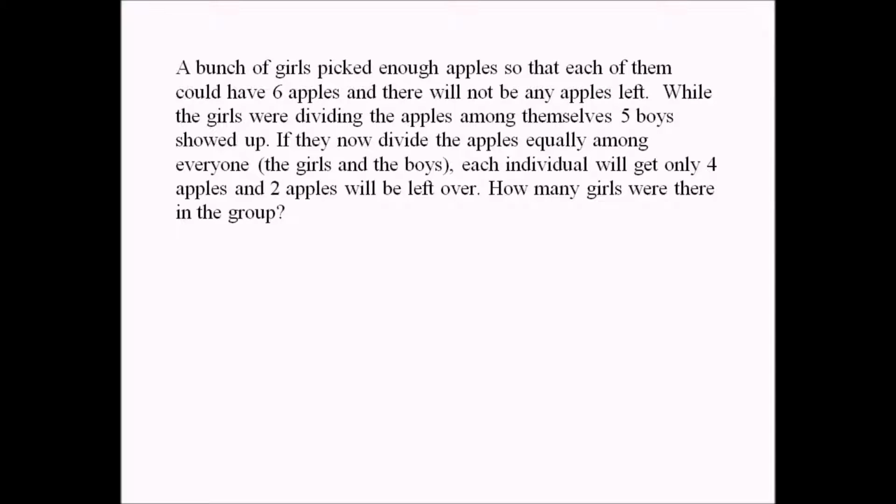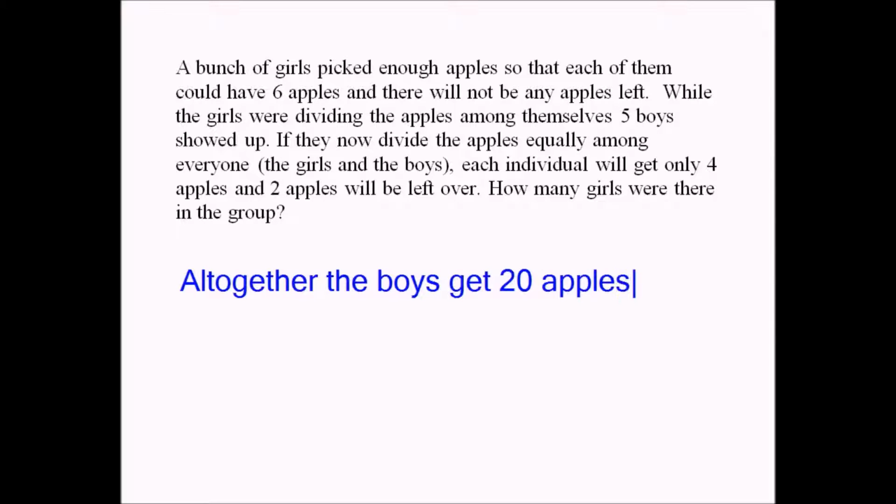So let's generally try to understand what's going on. Let's focus on the boys for now. We have 5 boys. If each of them gets 4 apples, there will be 20 apples for the boys. So altogether, the boys get 20 apples. Let's write it down. That's important. Altogether, the boys get 20 apples. And of course, 2 apples are left over. There are 2 apples left behind.